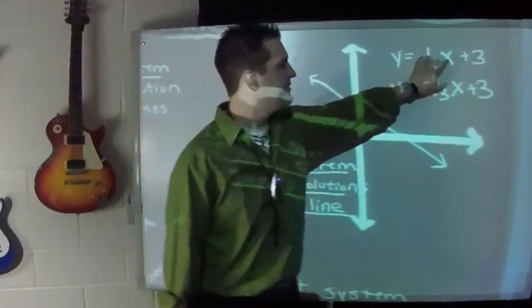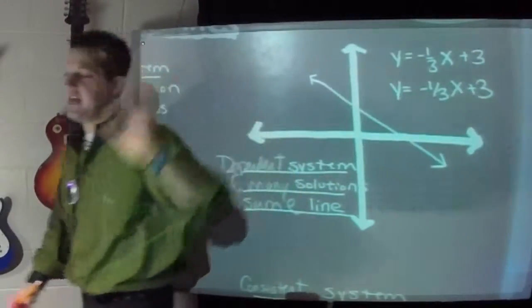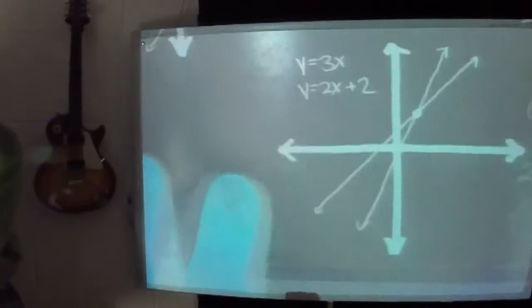Same line, you have same slopes, same y-intercepts. So if your slopes are the same, you're going to get one of these. If your slope is any bit different, you will have a solution.